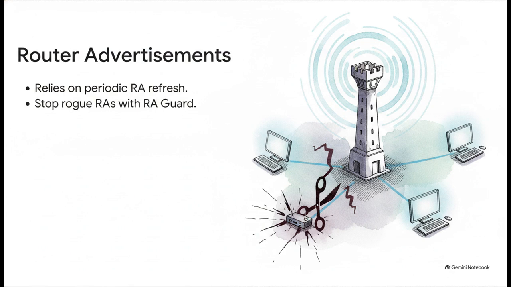Honestly, a lot of the time, these are just generated by Docker bridge networks, so setting IPv6 false in your Docker daemon or using RA guard on your switches is the way to fix it.